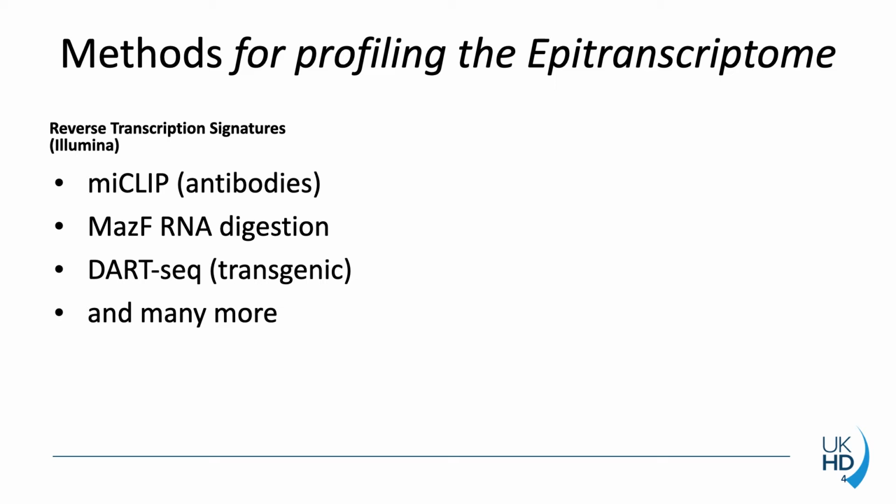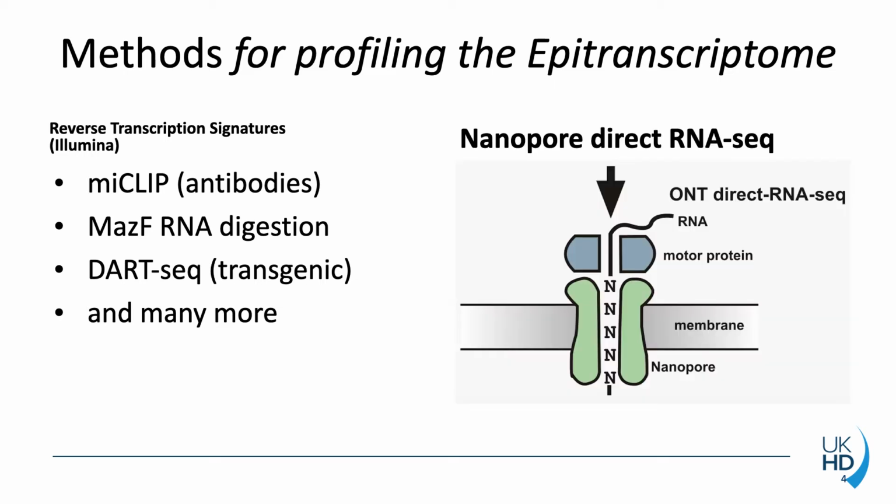Or also another possibility would be DART-seq, which is a transgenic approach routinely applied in cell culture, where basically a reader protein is fused to a base editor of a different kind, and that signal is then visible in the cDNA library on the Illumina sequencer. And of course there are many more approaches that you can find in the literature.